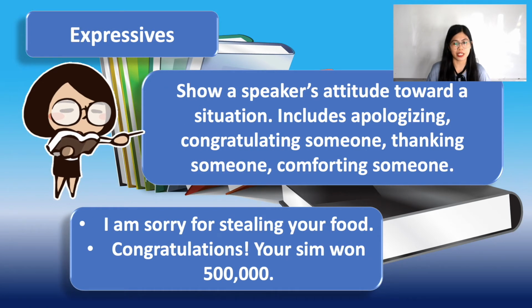Next, we have the expressives. They show a speaker's attitude toward a situation. This includes apologizing, congratulating someone, thanking someone, and comforting someone. It is an illocutionary act that expresses an attitude or feeling. For example, I am sorry for stealing your food. Your intention here is apologizing. Next, congratulations, your sim won 500,000. Your intention here is to express that you are congratulating someone.